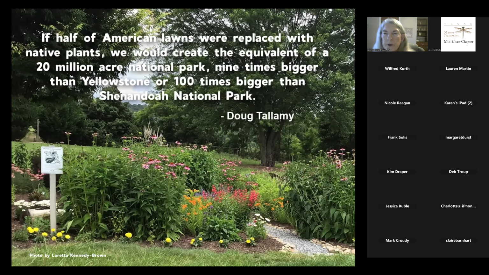And if you're not familiar with Doug Tallamy, I highly recommend his books. He has Bringing Nature Home and Nature's Best Hope, two of the books he's written. They're easy reads and they are very encouraging of what we can do to help promote native plantings. And if you do put some native plants in your yard, a good idea is to put a sign up, so people are educated about why you have the plants that you do in your yard.